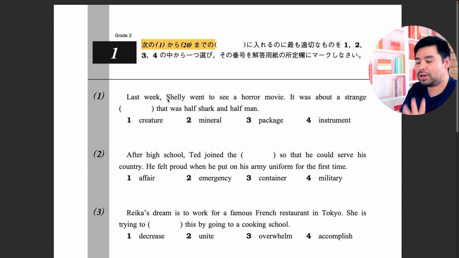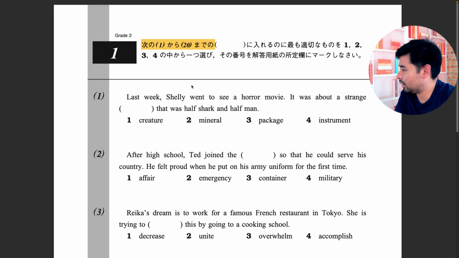Okay, so I'm gonna highlight some words using yellow, and then the answers using maybe blue or something. Okay, so last week Shelly, Shelly is a name, so just be aware of that, went to see a horror movie. She went, so it's a past thing, and it was about a strange something that was half shark and half man. Okay, so again, it was about a strange something that was half shark and half man.